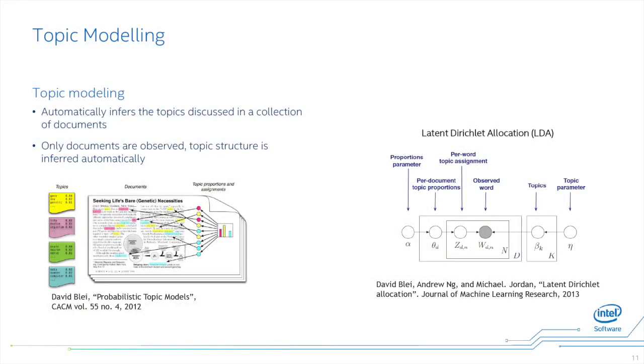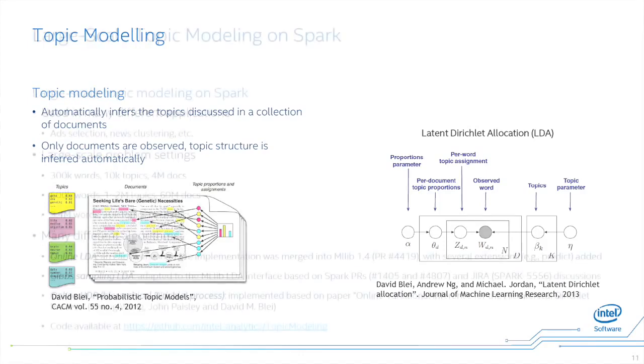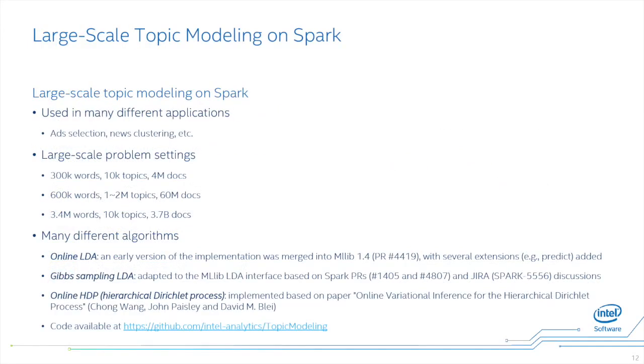I don't want to go through all the details of the mathematics here. If you're interested, you can refer to this paper. But latent Dirichlet allocation is essentially the algorithm of choice we use to build a lot of those topic modeling applications. We have been working with many of our users and partners on large-scale topic modeling on Spark. They're used in many different applications, such as ad selection, news clustering, recommendations, and so on.